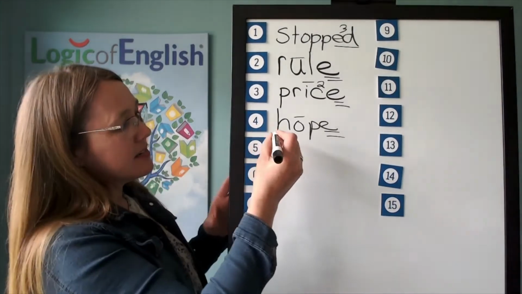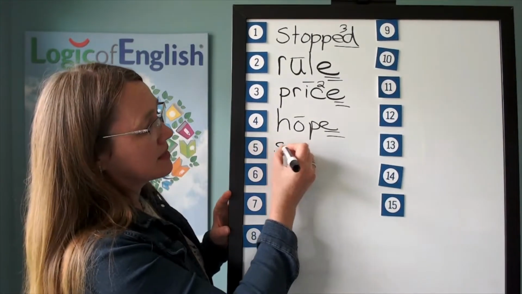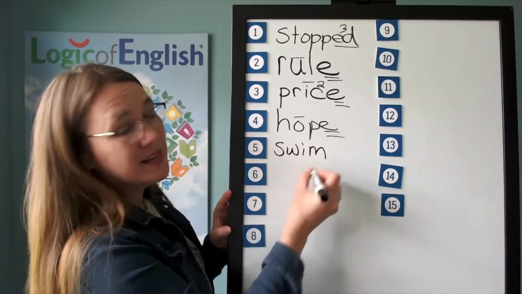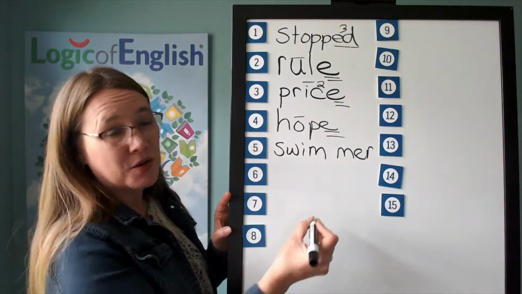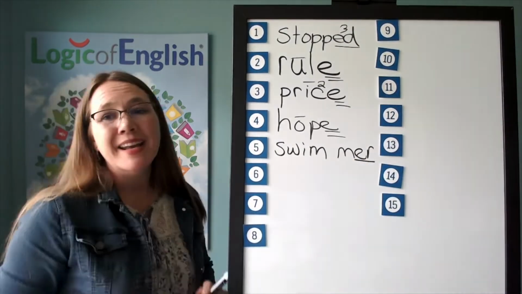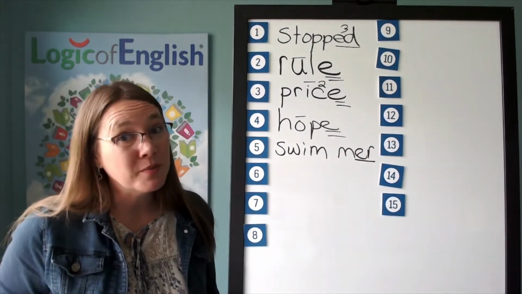And help me to write it. The first syllable is swim. S-W-I-M. The second syllable is mer. How do we mark it? We'll underline the M-E-R. Now, what is the root of swimmer?